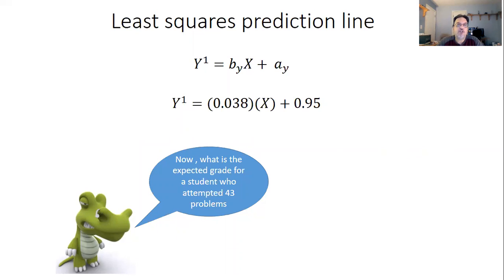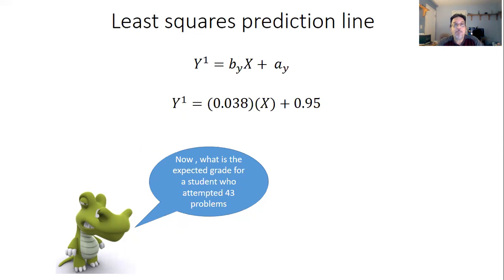So in this case, we now have an expected grade we're predicting for a student who did 43 problems over that same time period. So what we're going to do is take that 43, plug it in as a value of x, multiply it by 0.038, and then add 0.95, and that would give us the predicted value for this individual's GPA. I'll pause again, or you pause again, I can't do it for you. Pause and solve with that 43 in for x, and come back and we'll look at the final answer.